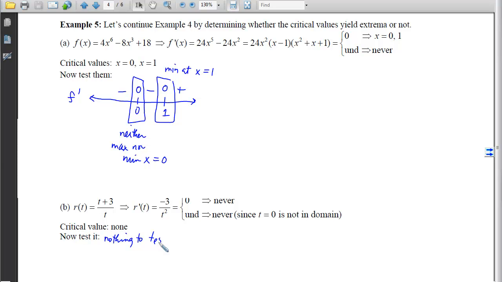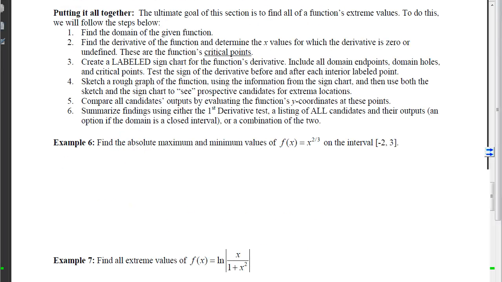And because I do not have a closed interval for the domain, that means I have no extrema on R of t. So let's put it all together. We know that the ultimate goal of this section is to find all of the function's extreme values and where they occur. So to do that, we're going to follow a set of steps.